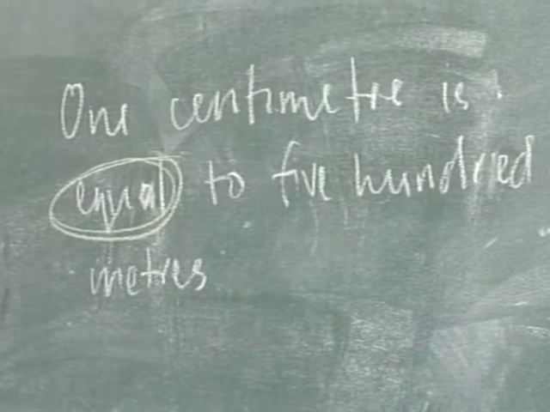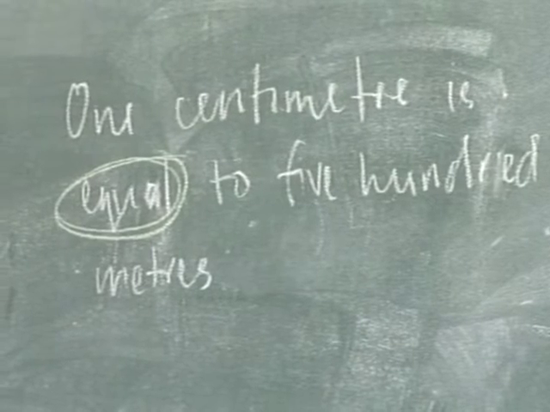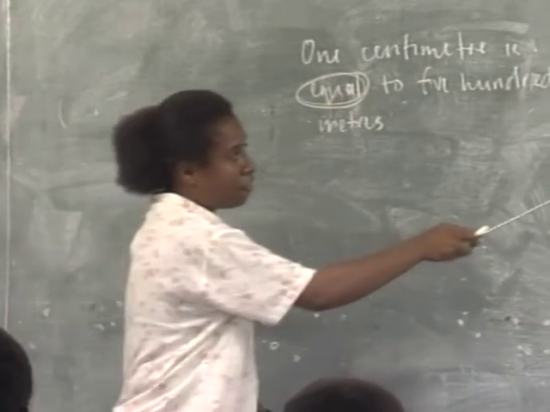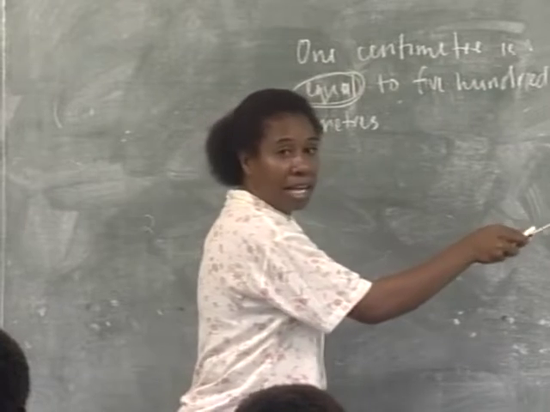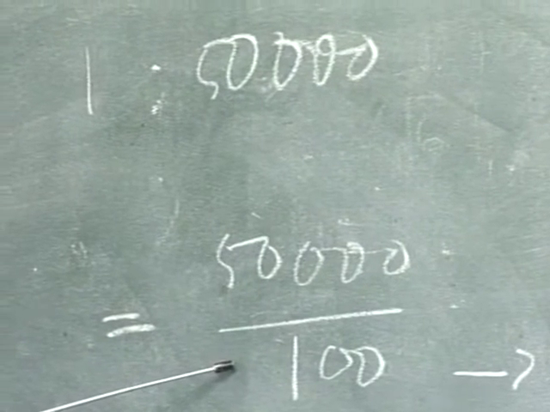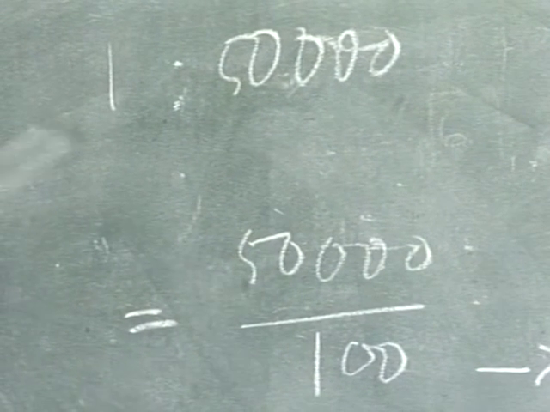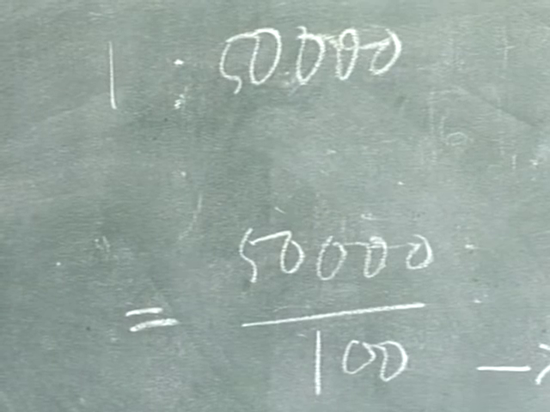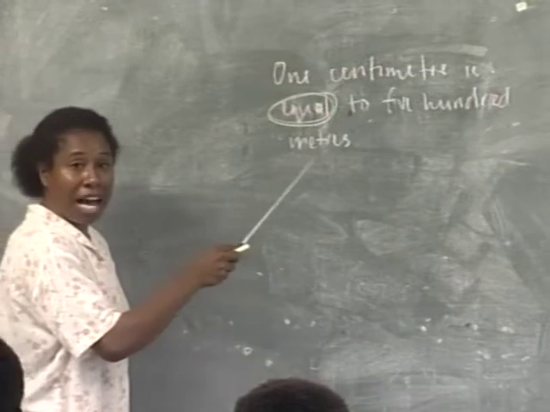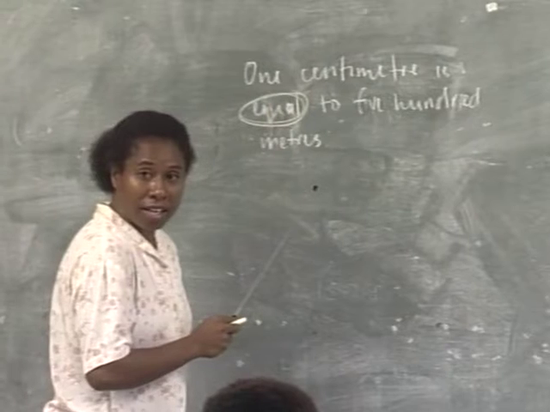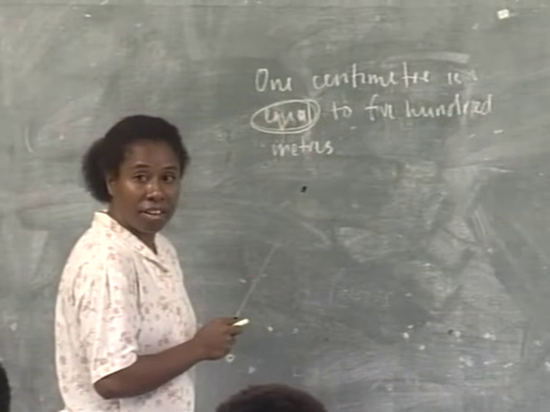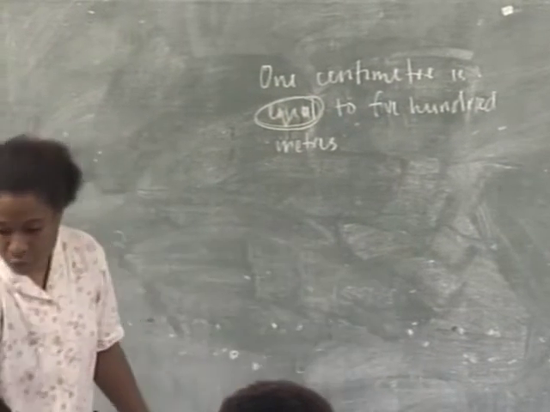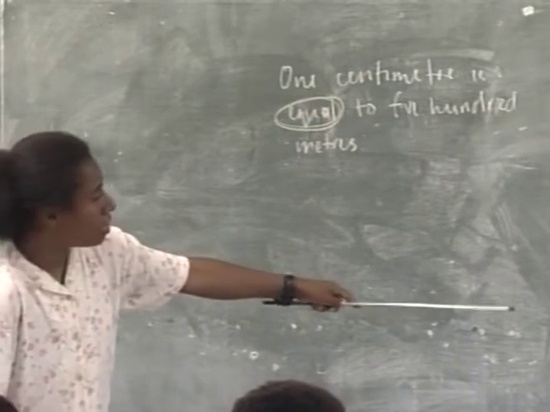Okay, if this was to be converted into kilometers, then we would need to divide 50,000 by 100,000 centimeters to get it into kilometers, and then we would end up with a statement which is 1 centimeter is equivalent to half a kilometer, or 0.5, which is half a kilometer. You double check and make your corrections for those who had that. But for meters, this is correct.